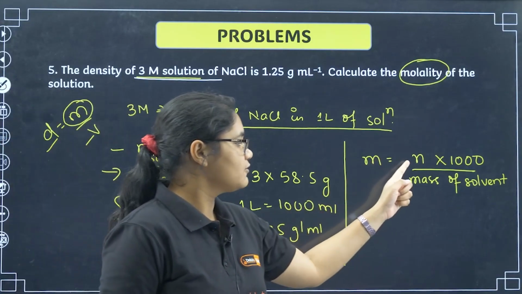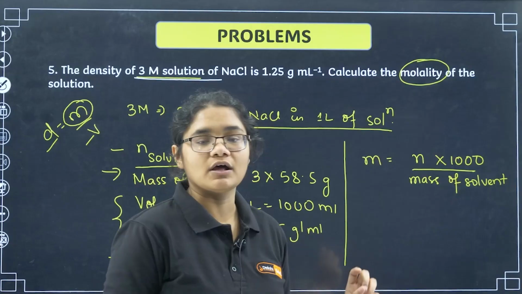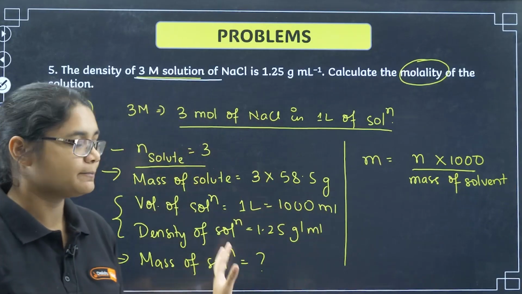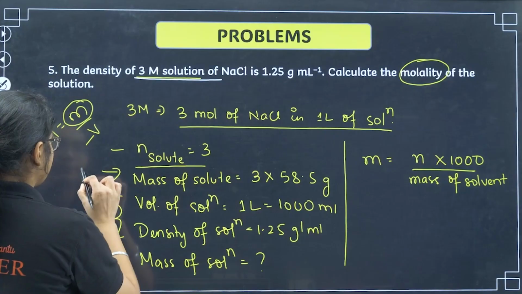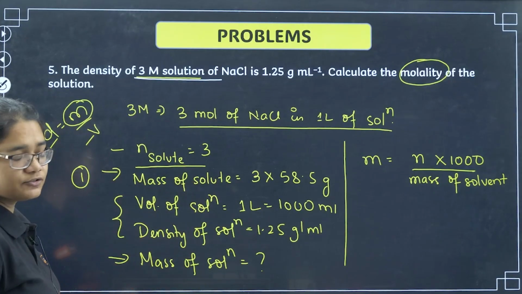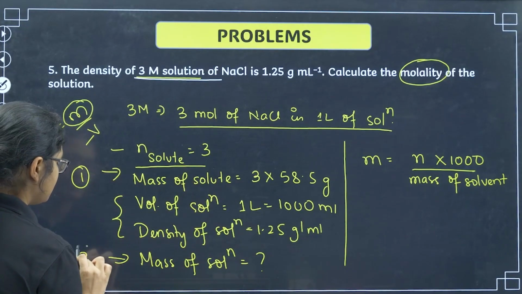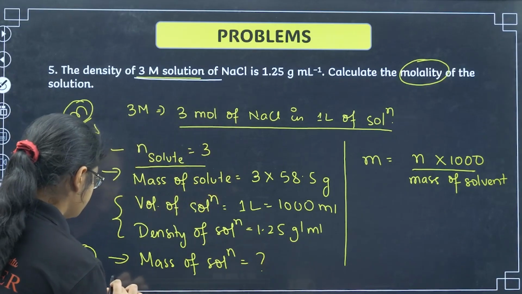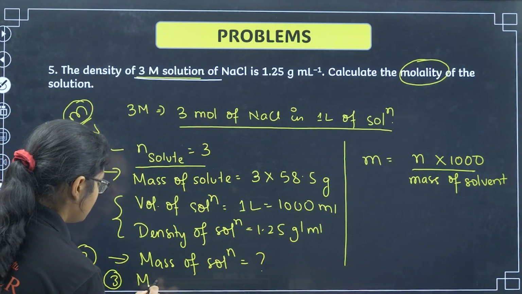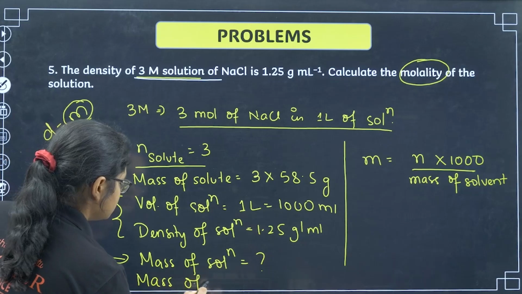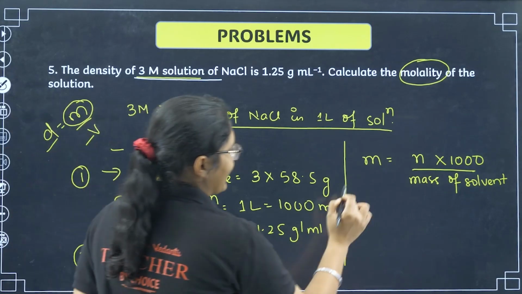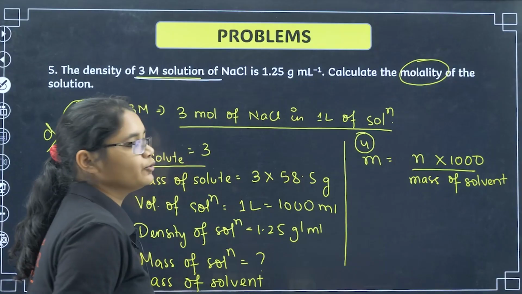Next, you have number of moles, mass of the solvent into 1000. If you do, you can calculate molality. Right? I hope all the steps are clear. So what is my first step? To calculate the mass of the solute. What is my second step? To calculate the mass of the solution. What is my third step here? The third step is to calculate mass of solvent. And the fourth step is to calculate the molality.